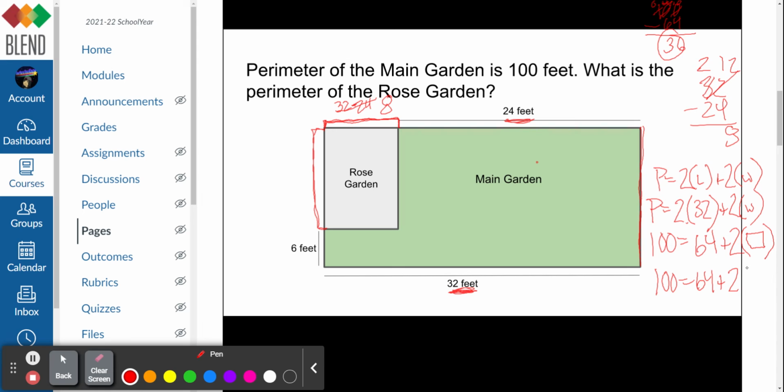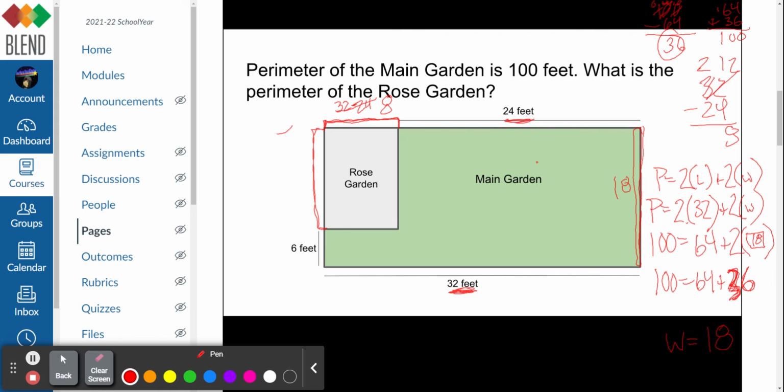So 2 times what equals 36? If you said 18, you're right. So 2 times 18 is 36. Sorry, my math looks really bad right now, but that's a 3. All right, and so if 100 equals 64 plus 36, let's add 64 plus 36 and make sure that it does equal 100. 6 plus 4 is 10, carry the 1, 6, 7, 8, 9, 10. Yeah, so that is 100. So our W for the big rectangle, the main garden, is 18. So this whole side right here is 18 from here to here.